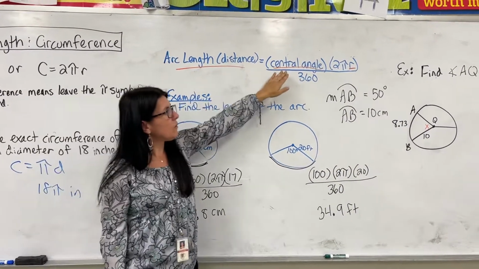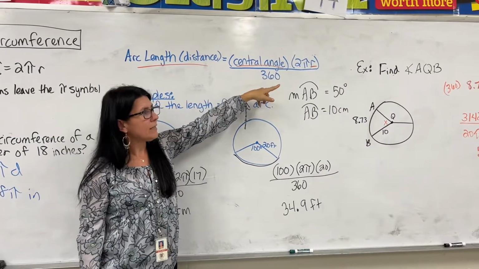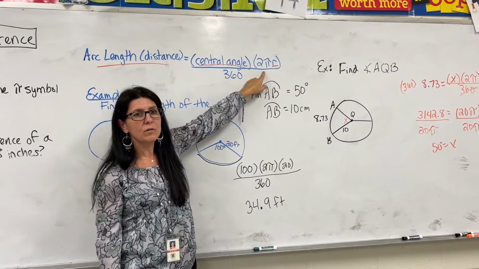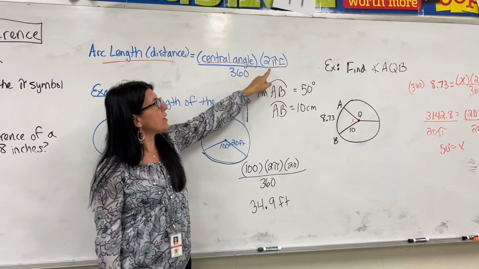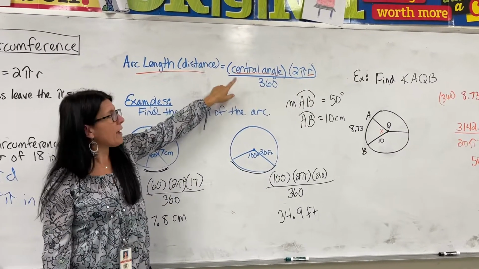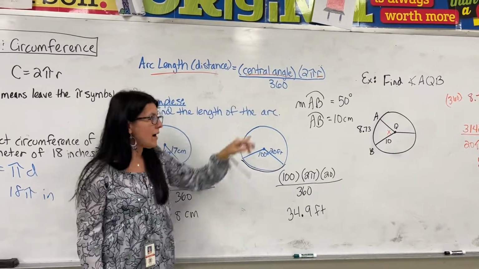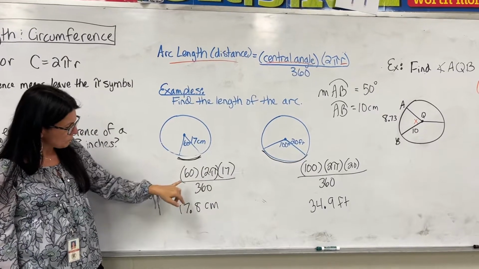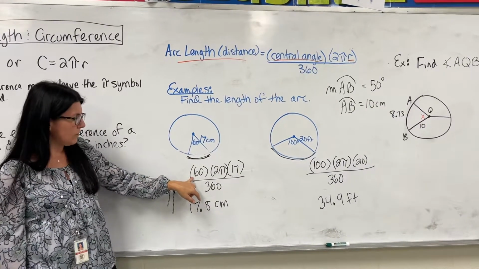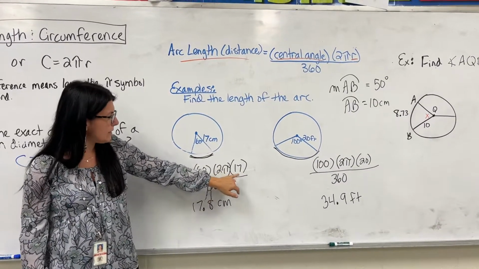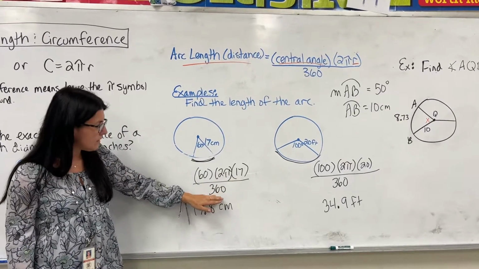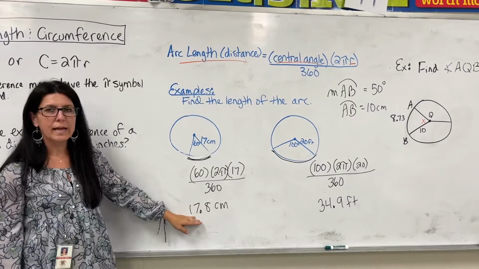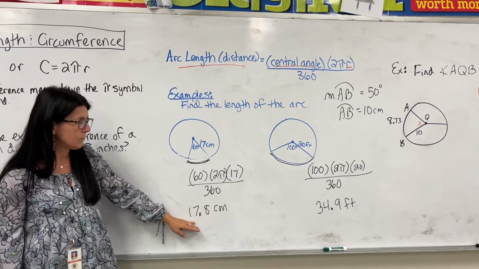We take the central angle times 2 times pi times the radius divided by 360. I want you to notice that that is the circumference formula. So you're taking the circumference, multiplying by the central angle and dividing by 360 to find the length of that arc. So this example, 60 is my central angle, times 2 times pi times the radius is 17, divide by 360. When you plug all of this into Desmos, you get 17.8 centimeters, and this is a rounded answer.